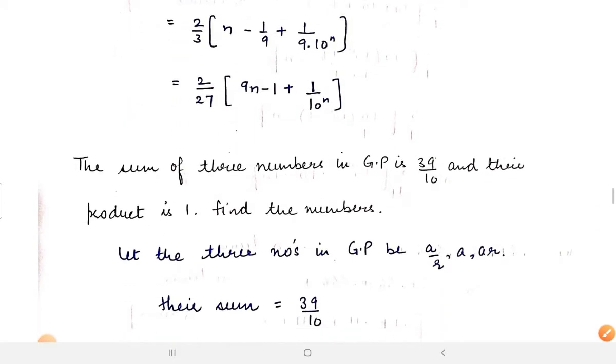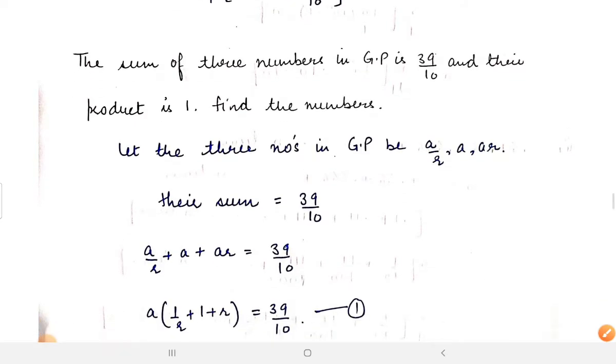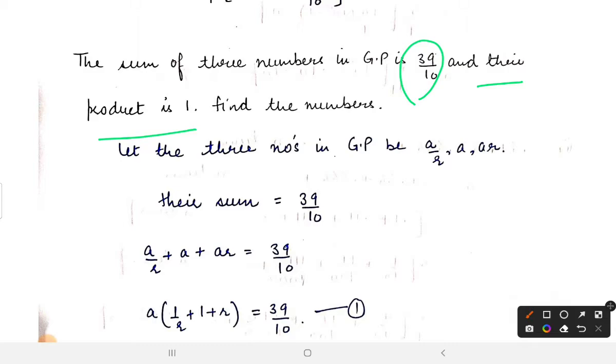Next question. The sum of three numbers in GP is 39 upon 10 and their product is 1. Find the numbers. So we have a GP whose sum is 39 upon 10 and product is 1.